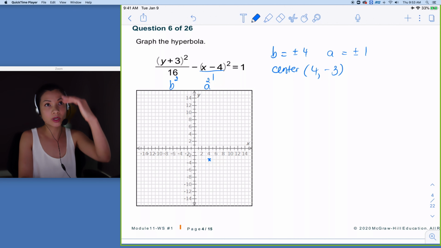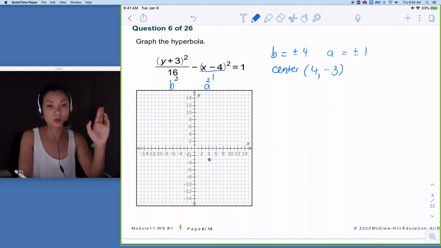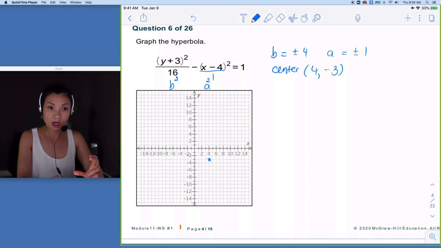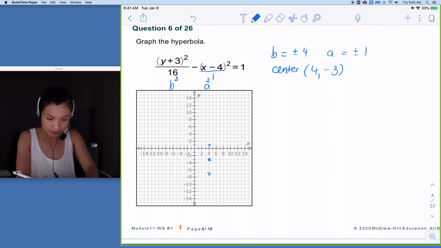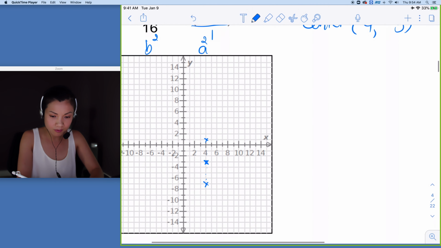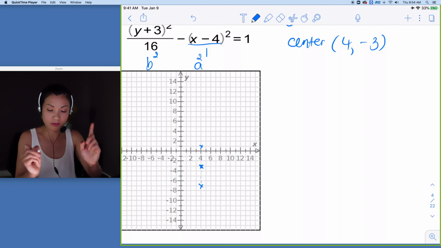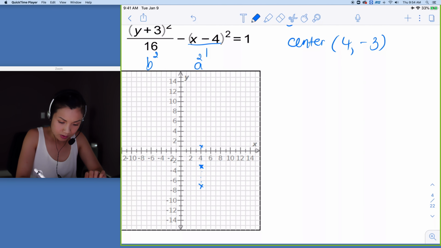And for y, we're going to go up, down. And for x, we're going to go left, right. I'm going to draw something I call a rectangle. So for y, up, down, it's going to be 4 and 4. So 1, 2, 3, 4. 1, 2, 3, 4. And then for a, we're going to go left, right, just 1. So here and here. And then, like I said, I'm going to draw the rectangle.